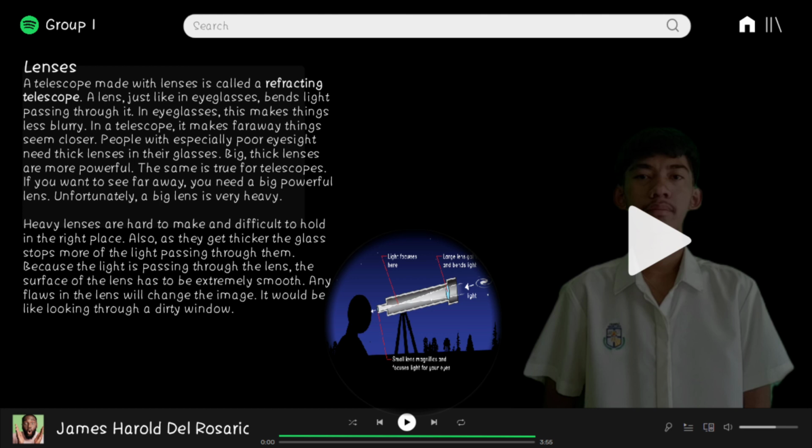Unfortunately, a big lens is very heavy. Heavy lenses are hard to make and difficult to hold in place. Also, as they get thicker, the glass stops more of the light passing through them. Because the light is passing through the lens, the surface of the lens must be extremely smooth. Any flaw in the lens will change the image. It would be like looking through a dirty window.